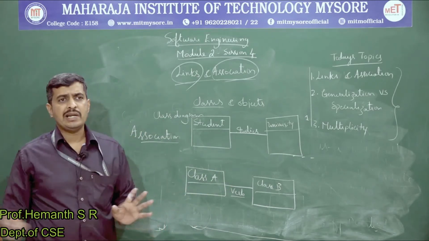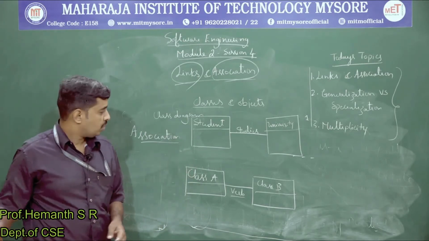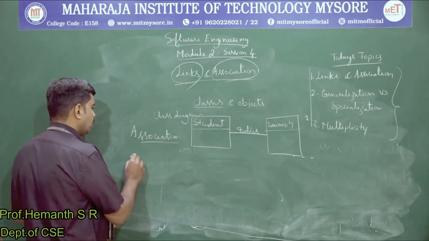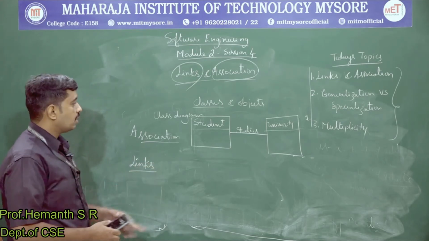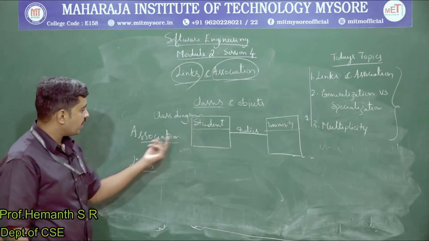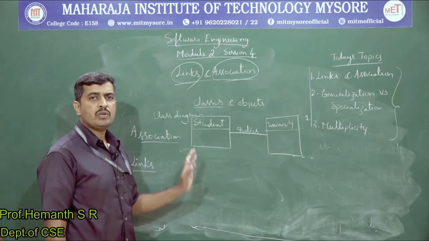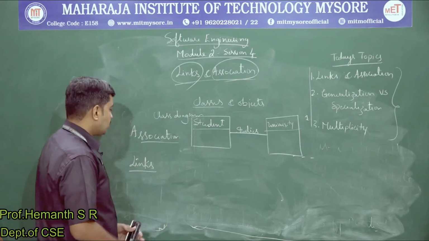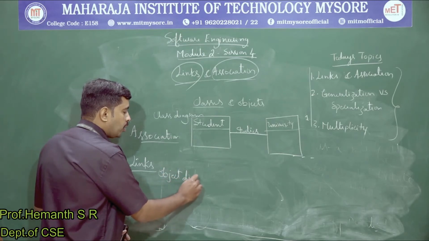Link is dealing with representation of relationship between objects. So we understood what is an object. Now we are discussing classes, different classes and how they are related. That is being addressed by association. Objects, different objects and how they are related, that is addressed by links. So for a link you need to have an object diagram. It is all about the object diagram.